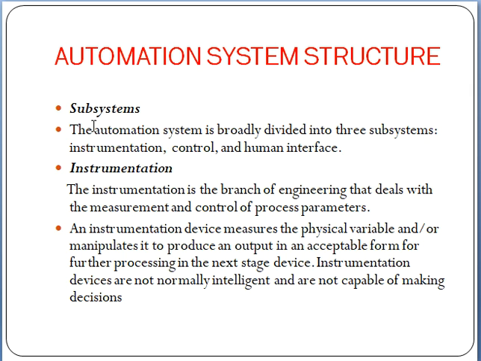Automation system structure. The automation system is broadly divided into three subsystems: instrumentation, control, and human interface. What is instrumentation? Generally, instrumentation is the branch of engineering that deals with the measurement and control of the process parameters. An instrument is a device that measures the physical variable, manipulates it, and produces an output in an acceptable form for further processing in the next stage device. Instrument devices are not normally intelligent. They are not capable of making decisions.